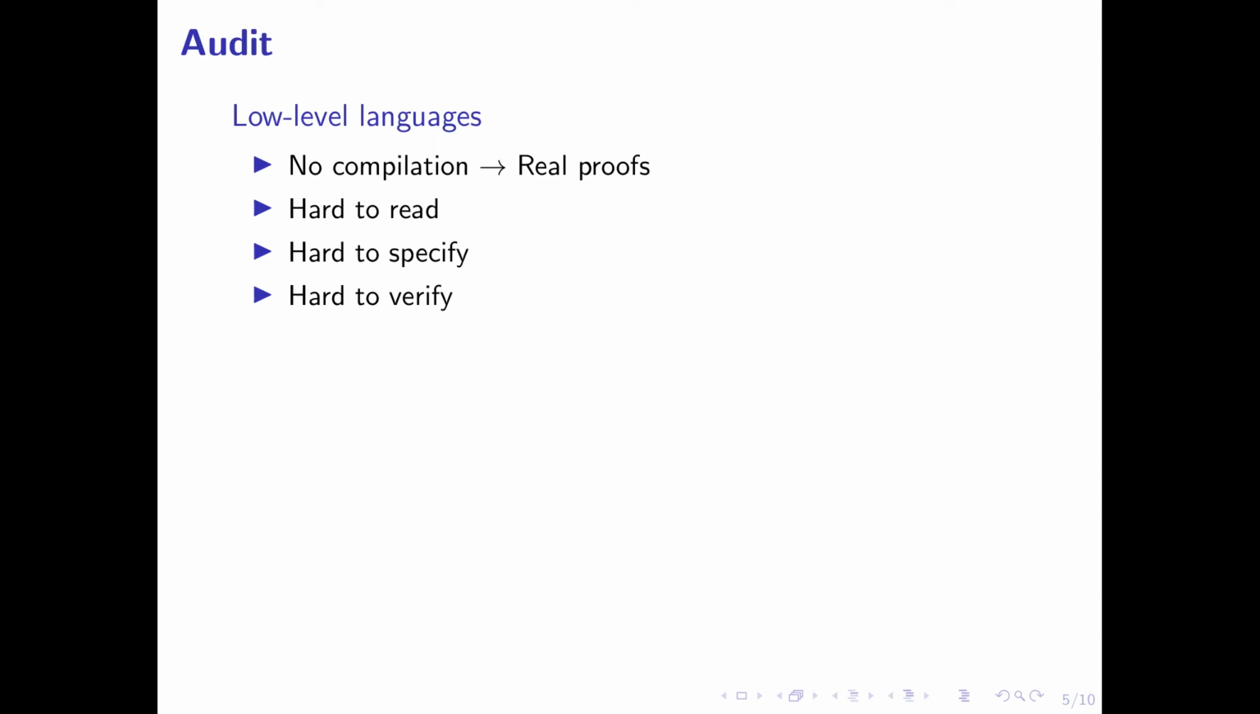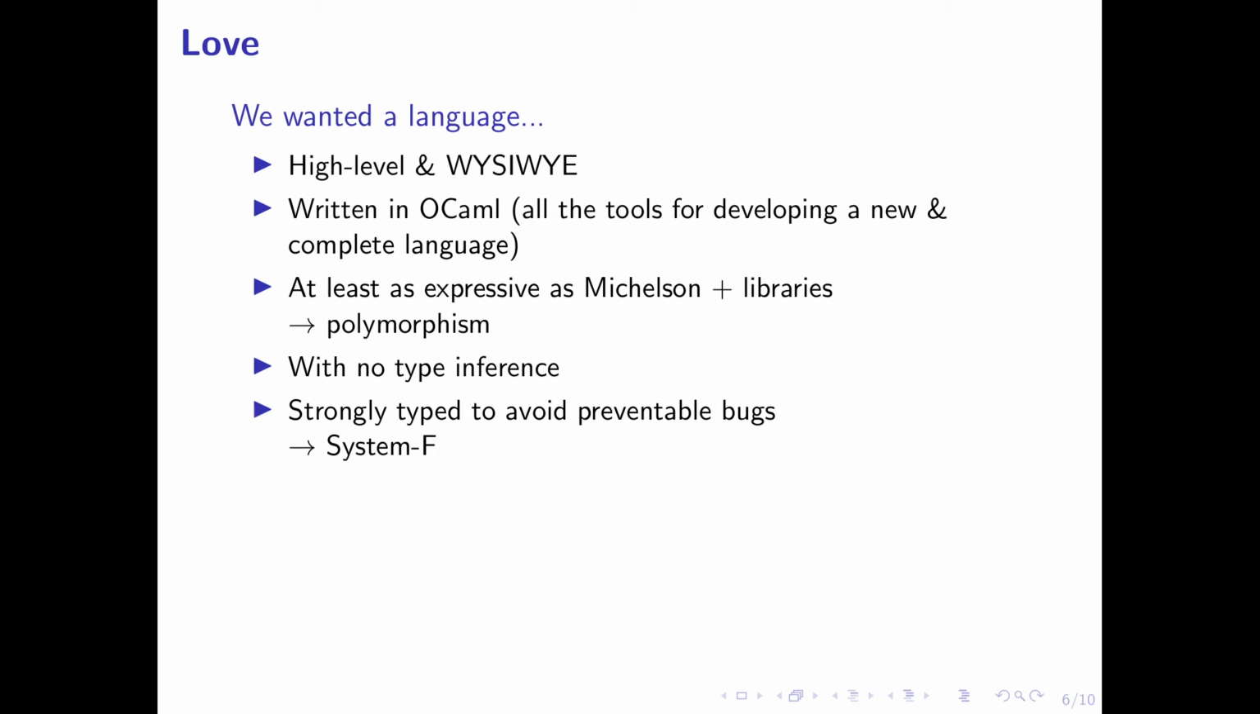So our objective was to get rid of this constraint by providing on the chain the interpreter of a high-level language. So with Love, we wanted a high-level WYSIWYE language: what you see is what you execute. We wrote it in OCaml for several reasons. Tools for developing a language, from a parser to an interpreter and all the logic in between, are mature and secure in OCaml. Also, as we targeted WYSIWYE, we preferred to use the language already used for the blockchain protocol, which was OCaml.